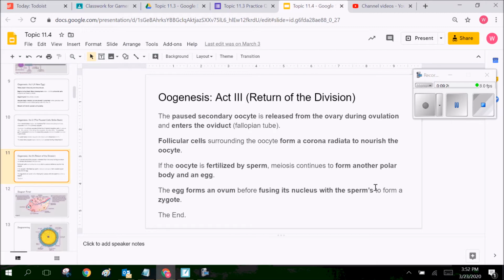Let's go back. Okay, so we have the follicle cells surround the secondary oocyte. They start nourishing it. If the sperm comes along, that's when we're going to actually continue our meiosis and finish it and get an egg cell, essentially. If the sperm doesn't, it's going to just jettison the secondary oocyte, and the corona radiata is going to die off. And we can kind of see that here.